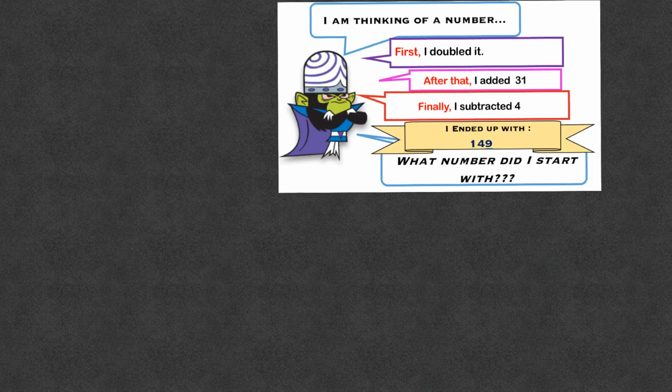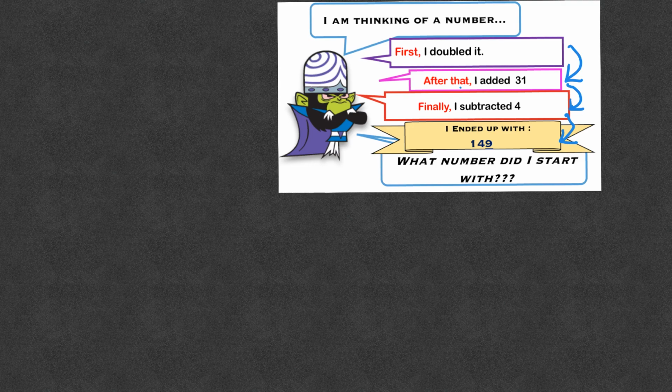So here we have an evil monkey that is thinking of a number. So first, we've doubled the number. Then, after that, we've added 31. Finally, we subtracted 4 and we ended up with 149.